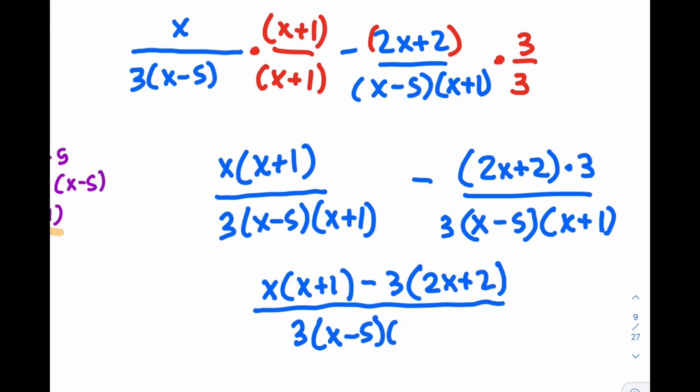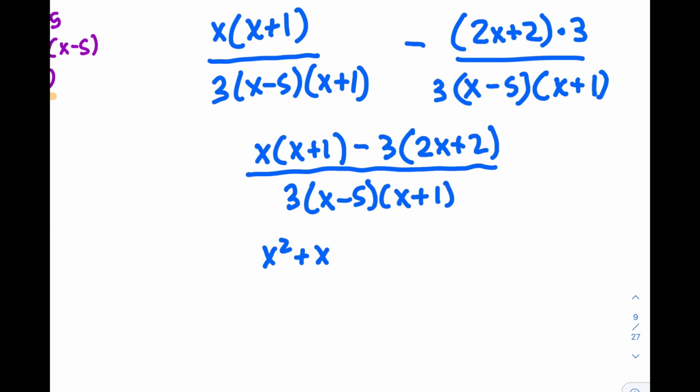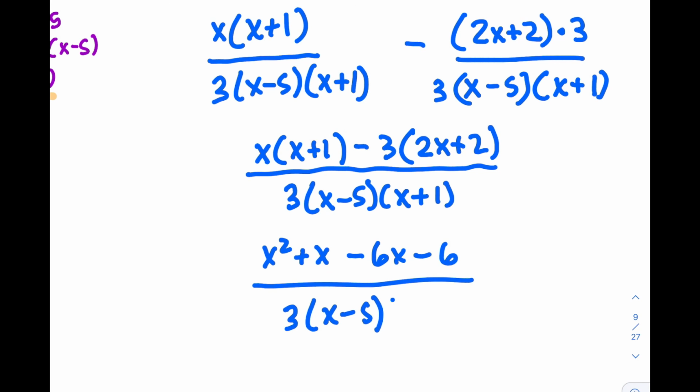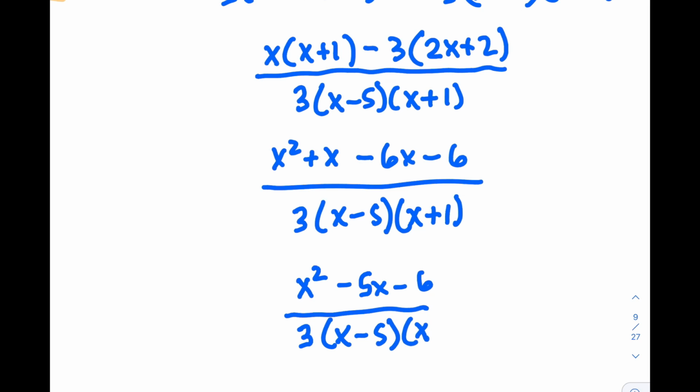And now I'm actually going to have to take the top and simplify it because I could multiply x times x plus 1 and distribute my negative 3. And then on top, I will be able to combine some like terms. So that'll give me just x squared minus 5x minus 6 on top over my 3 times x minus 5 times x plus 1. Now I don't really need to multiply the denominator together. I just wanted to do my operations on top so that I could combine those like terms.